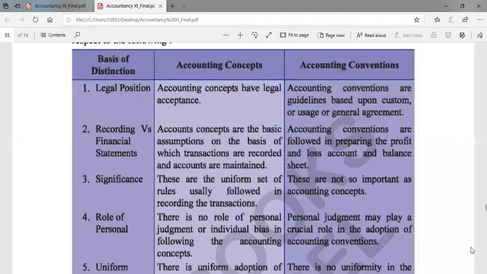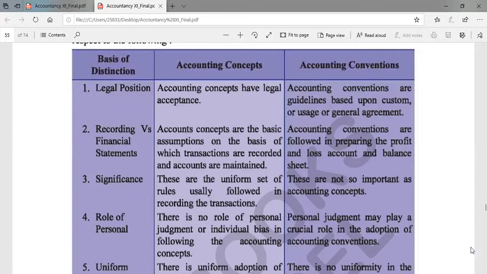ओके, so let's move further and let's move on to the next point of difference. And the next point of difference says significance, that is importance. Okay, so significance says that since assumptions are basically the set of rules which are usually followed in recording of transactions, तो जब हम जो transactions record कर रहे हैं, उनको record करते वक्त वो सारे assumptions जो हमने पढ़े, वो सब ध्यान में रख के record किया जाता है. तो जो हमारा result होगा, वो सारे उस concepts को match करता हुआ आएगा.